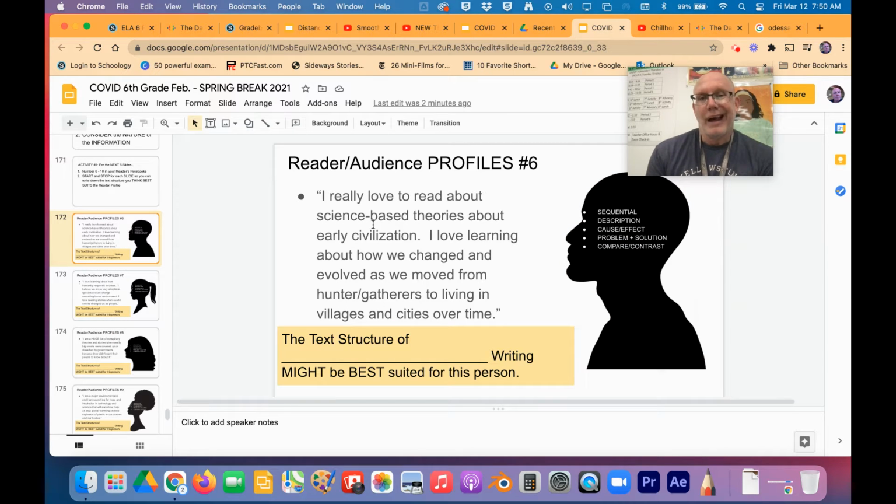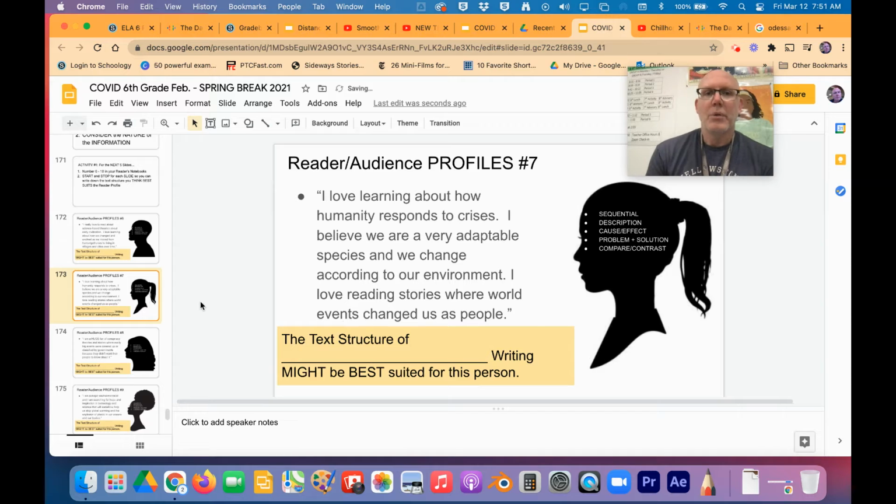This person is probably a sequential person, right? This is about the history timeline. We were hunter-gatherers, then we changed into people living in cities. That's over time. This might be a sequential person who wants to learn the progression of history. It also could be cause and effect, because we changed and evolved. Number 7 was about how people respond to crises. We are adaptable. We change. So events change us. That causes an effect. So that's probably cause and effect.